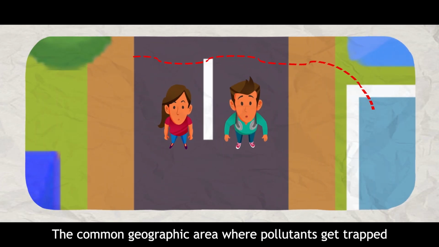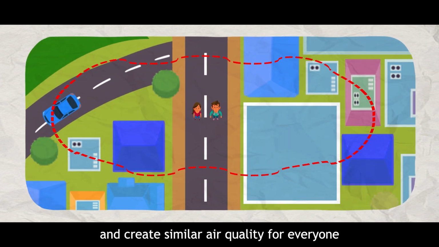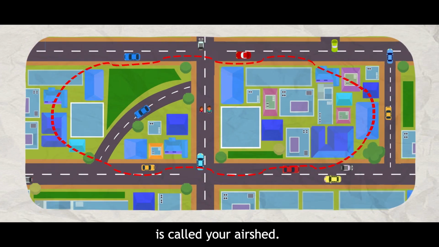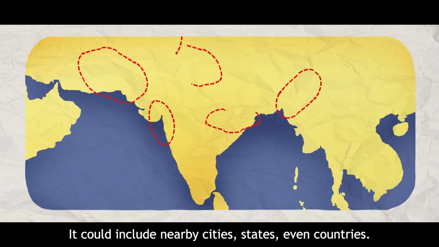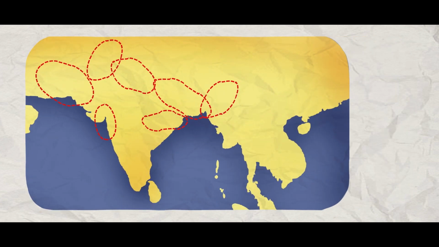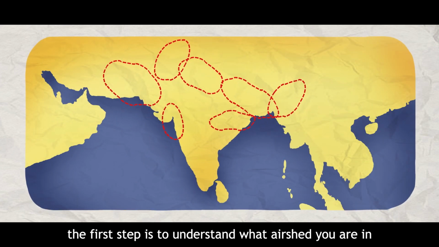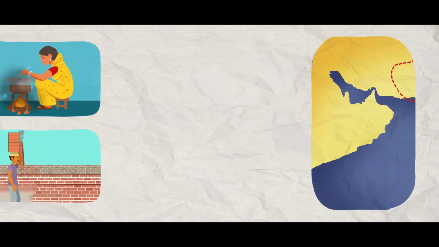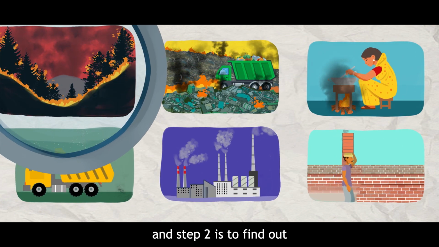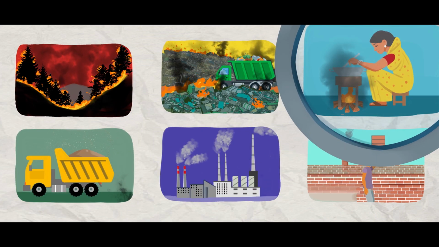The common geographic area where pollutants get trapped and create similar air quality for everyone is called your airshed. The size of your airshed can be large. It could include nearby cities, states, even countries. So, to tackle the issue of air pollution, the first step is to understand what airshed you are in. And step two is to find out the major sources of air pollution around you.